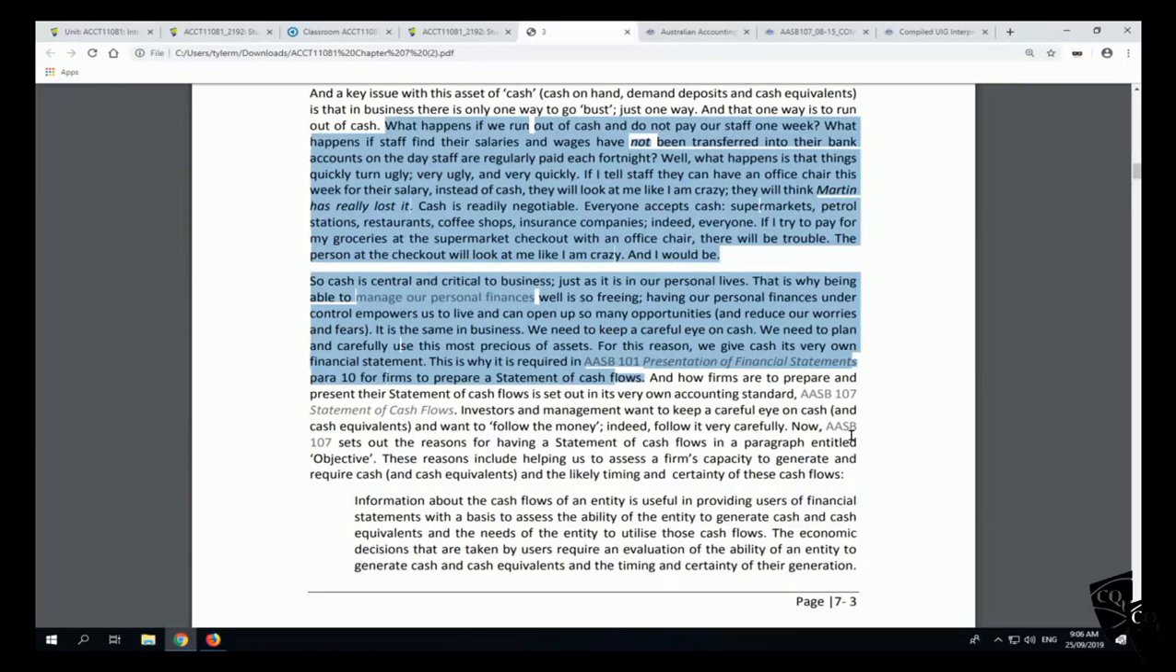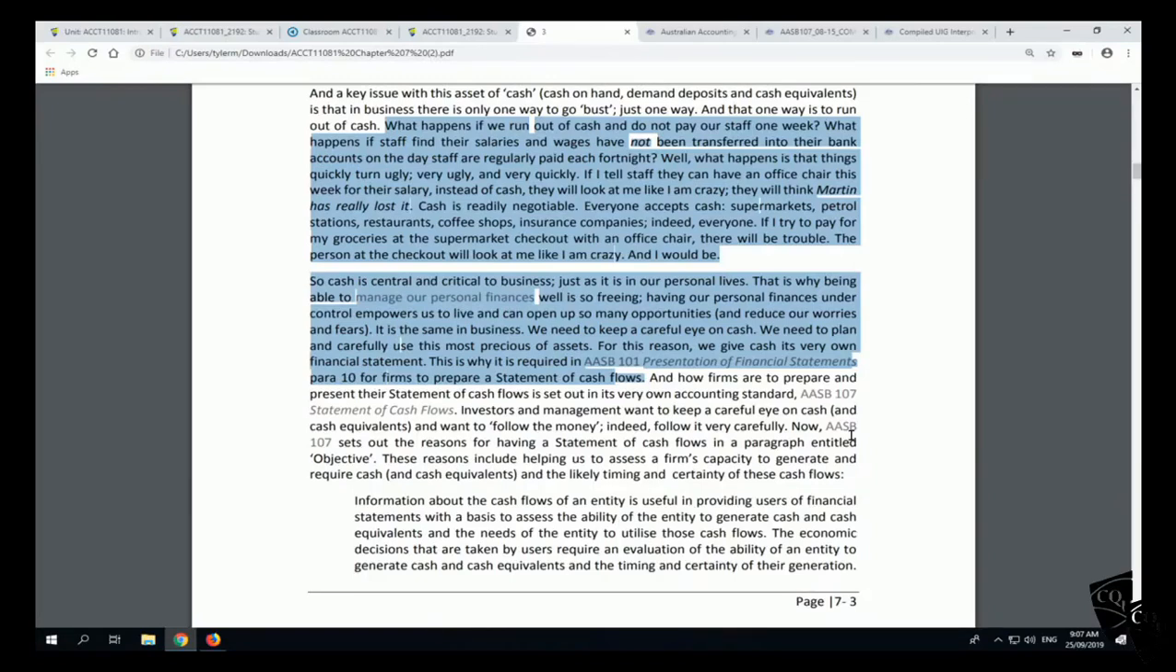So cash is central and critical to business, just as it is in our personal lives. That is why being able to manage our personal finances well is so freeing. Having our personal finances under control empowers us to live and can open up so many opportunities and reduce our worries and fears. It is the same in business. We need to keep a careful eye on cash. We need to plan and carefully use this most precious of assets. For this reason, we give cash its very own financial statement.